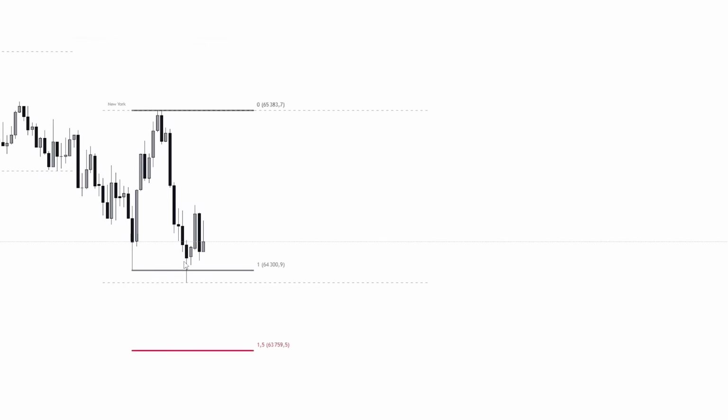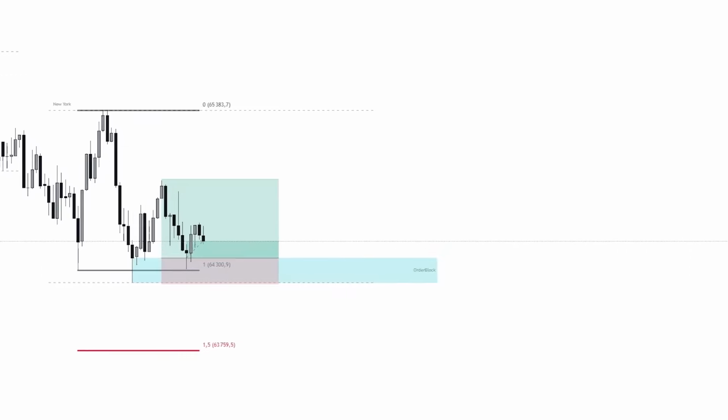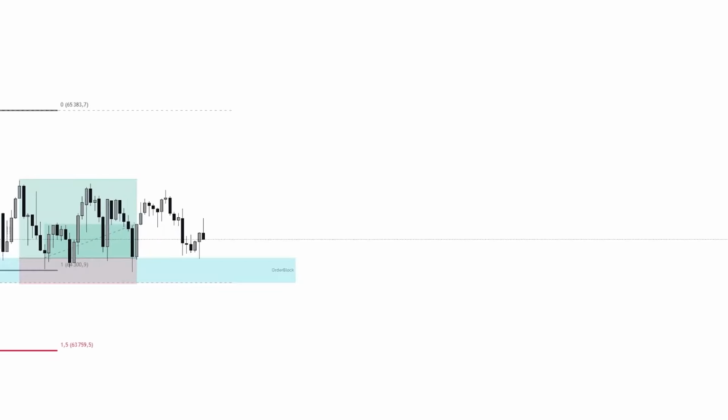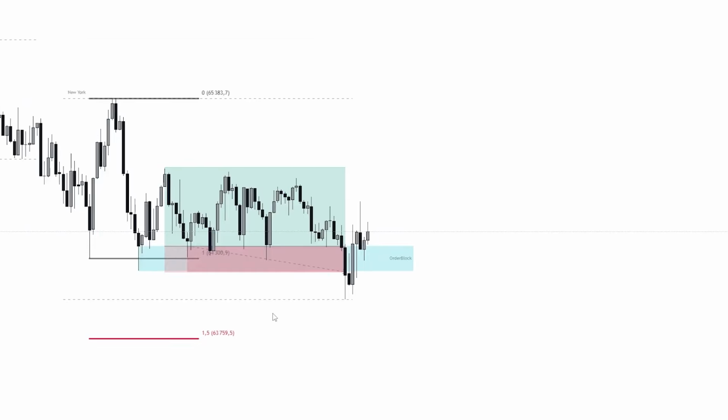Therefore, I mark the wick of this candle as the order block and place a pending order. Then we watch what happens next. Our order gets filled. The order block is tested many more times. Eventually, the trade is closed at stop loss. However, at the same time, a new pattern has formed. And since we are allowed one re-entry into the trade, we will do that.